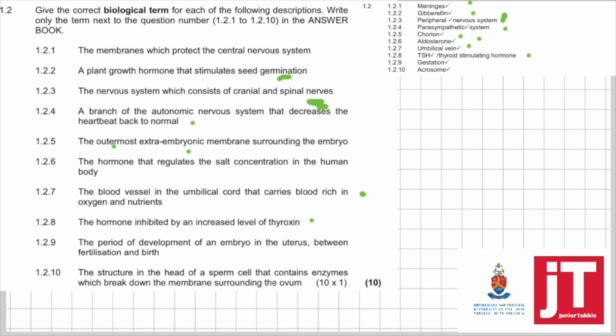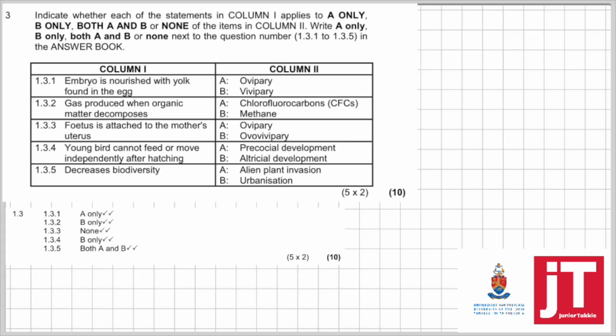1.2.9. The period of development of an embryo in the uterus between fertilization and birth, that is gestation. And the last one, the structure in the head of a sperm cell that contains enzymes which break down the membrane surrounding the ovum, that's the acrosome. Let's be honest, grade 12s, that wasn't too difficult. It was quite easy. Make sure you know how to spell.